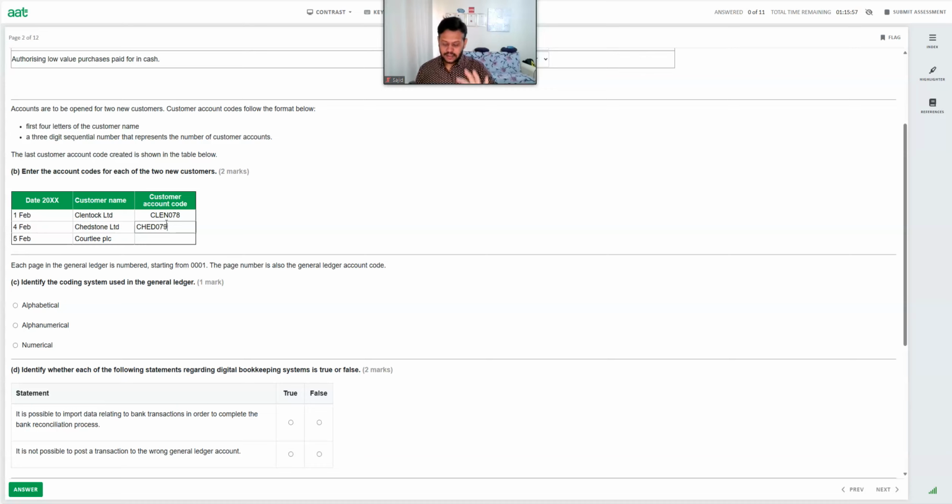CHED, that is the first 4 from the name, and you follow the number. The next one we have here is COURT, actually COUR, 4-digit, and we'll take 0, but this time 79. After 79 is 80. We're going to keep following so that it doesn't match. It has to be unique. Remember that the customer code has to be unique.